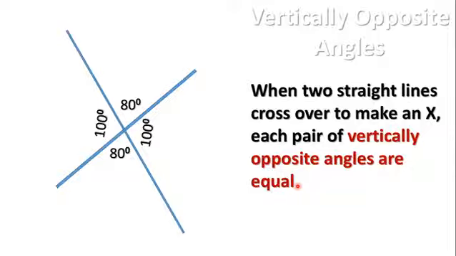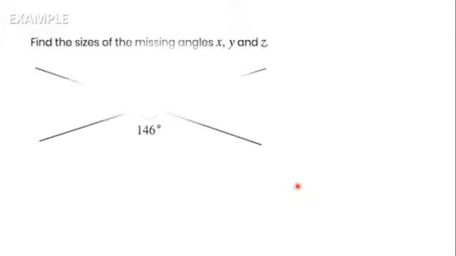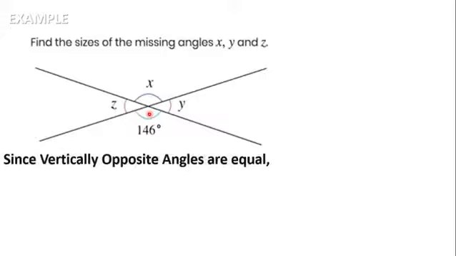Okay, now let's look at an example on this. If you have this particular diagram, you are to find the sizes of all the missing angles: find the size of angle X, find the size of angle Y, and the size of angle Z. And in the diagram, we are given 146 degrees for the fourth angle. Obviously, we are aware that vertically opposite angles are equal. It means that our X will be equal to 146 degrees because that's the angle that is vertically opposite the angle given.